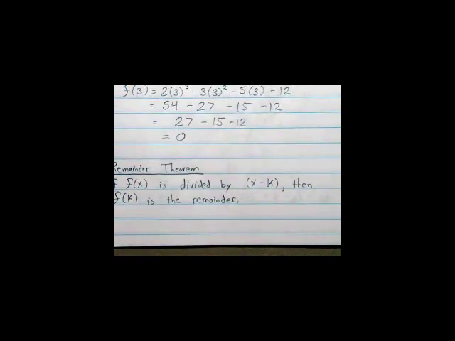Now, do you see how the factor theorem is actually just a specific case of the remainder theorem? It's really doing the same thing, right? It's using the remainder theorem where the remainder happens to be what? 0. Okay? But it's saying the same thing. If you plug the number into the function, whatever you get out at the end should be your remainder. And if it's a factor, that should be 0.